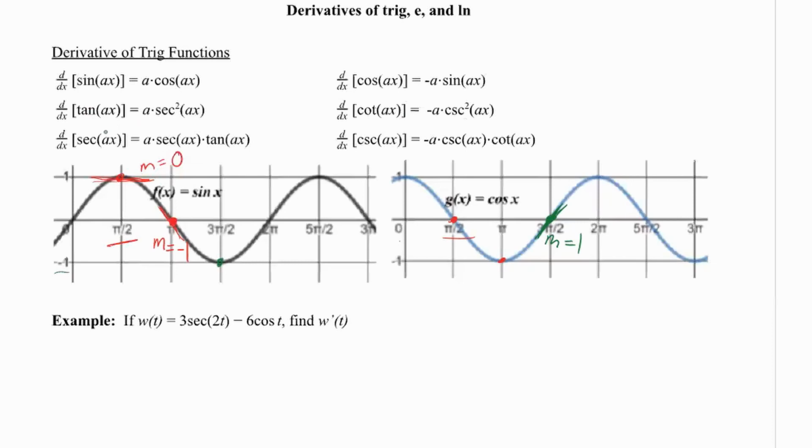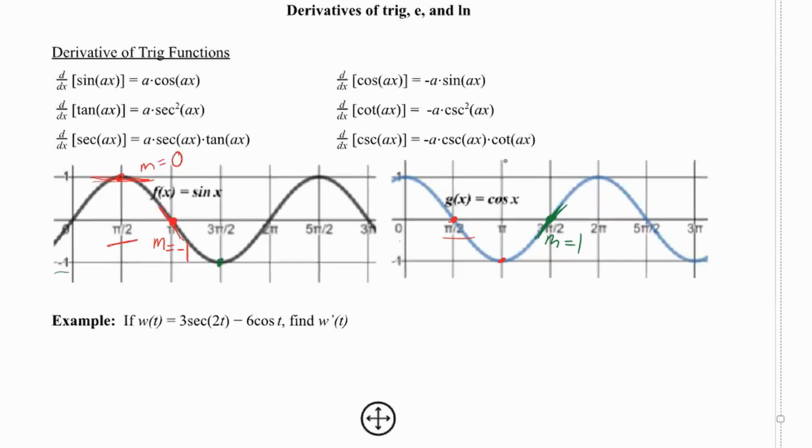Tangent of ax, the derivative of tangent of ax, is a times secant squared of ax. Cotangent, the derivative of cotangent of ax, is negative a cosecant squared of ax. Derivative of secant is secant tangent. Derivative of cosecant is negative cosecant cotangent.